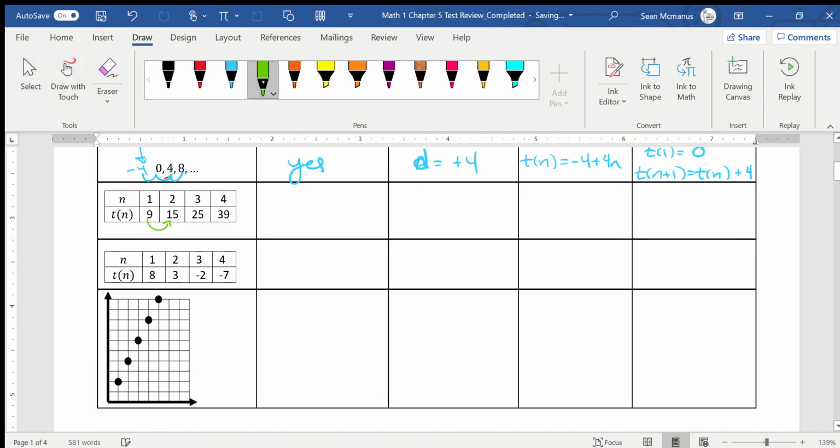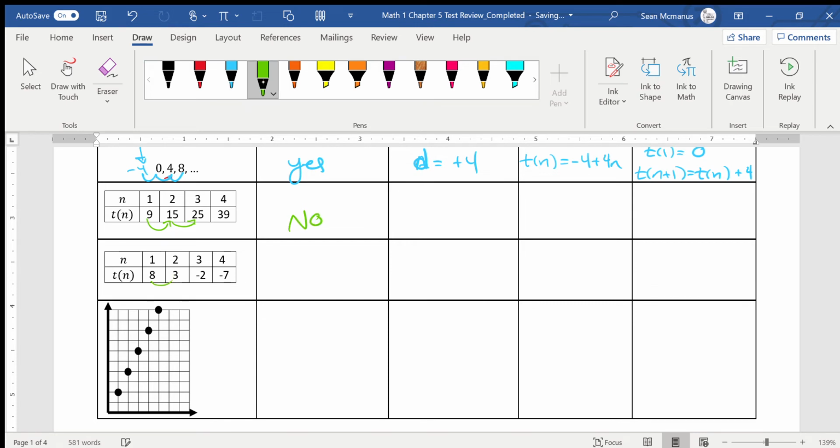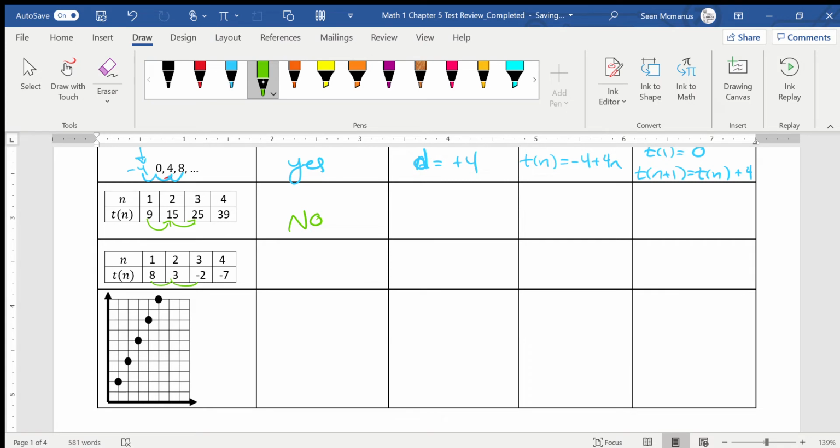9 to 15 would be plus 6, that'd be plus 10, so this is a no. Right here, 8 to 3, 3 to negative 2, negative 2 to negative 7, those are all going down by 5. So here the difference is negative 5, oops, that's a 4. So the difference is going down by 5, which makes it arithmetic. Every time was the same.